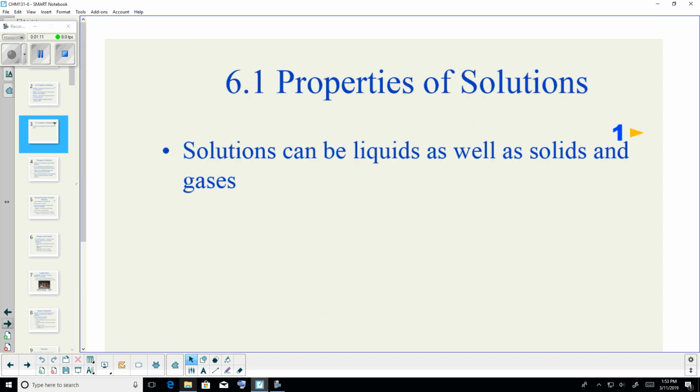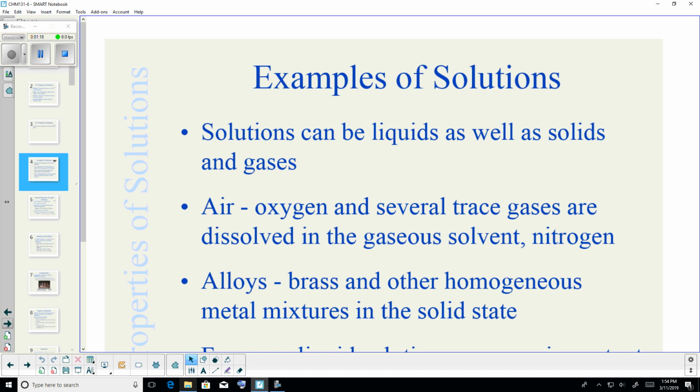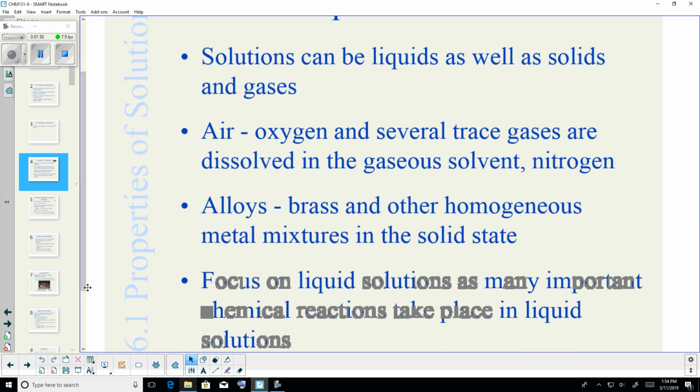Solutions can be liquids as well as solids and gases. We normally think of them as liquids. So air: oxygen and several trace gases are dissolved in nitrogen. So nitrogen's the solvent. That's the major component of air. Alloys are mixtures of metals dissolved in each other. So brass, bronze, pewter.